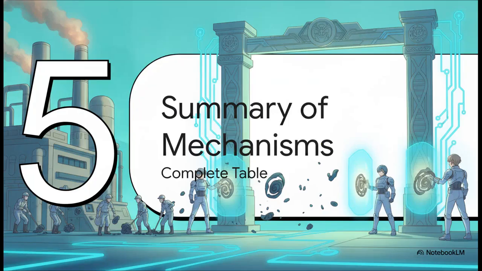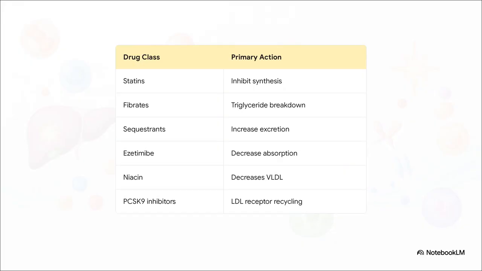And finally, Section 5, Summary of Mechanisms. Let's look at the complete picture. After breaking down these three distinct attack vectors, the factory, the border, and the cleanup crew, let's put the whole pharmacological puzzle back together.